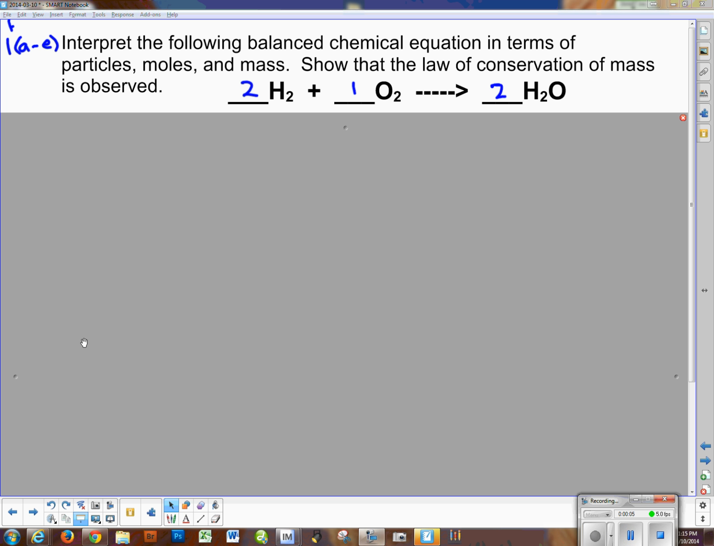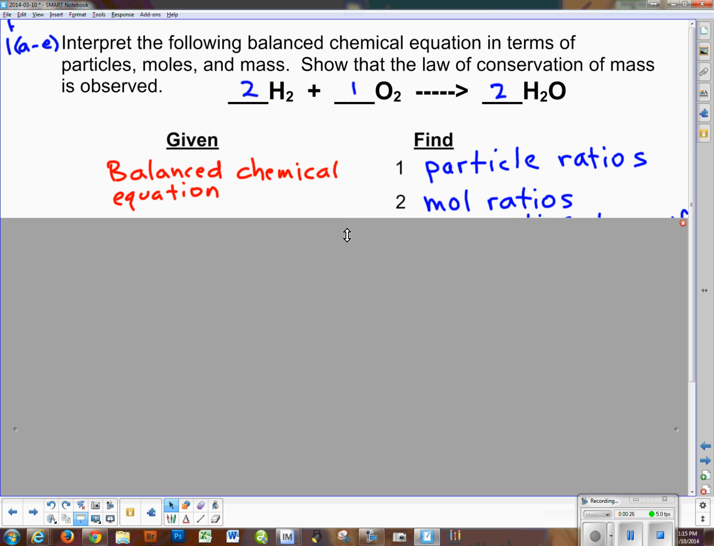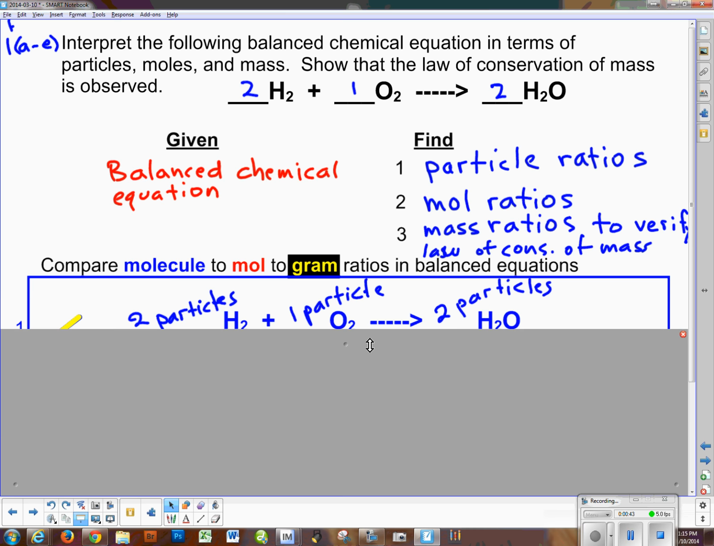Okay, today during class we worked with this problem, which is mimicking question number 1, A through E, on page number 356. So we have to start with a balanced equation. If the equation is not balanced, you will need to balance it. So going down here, given is always got to start with a balanced equation or an equation that needs to be balanced. And then we get particle ratios, mole ratios, and mass ratios to verify the law of the conservation of mass. And this is the way your paper needs to look.